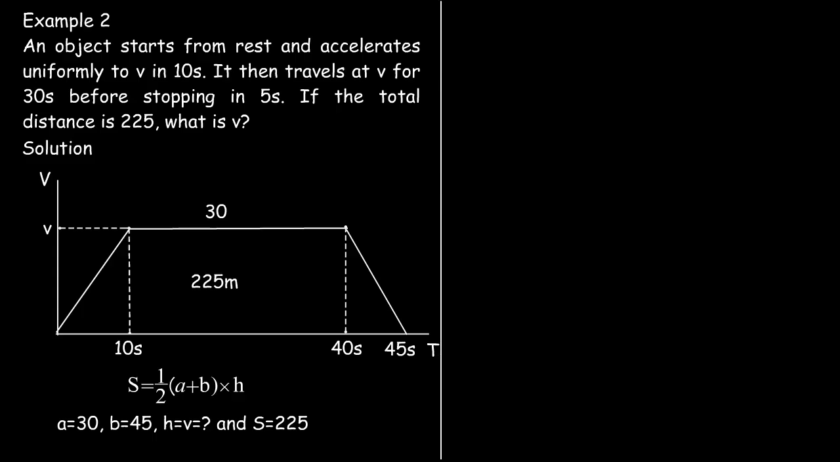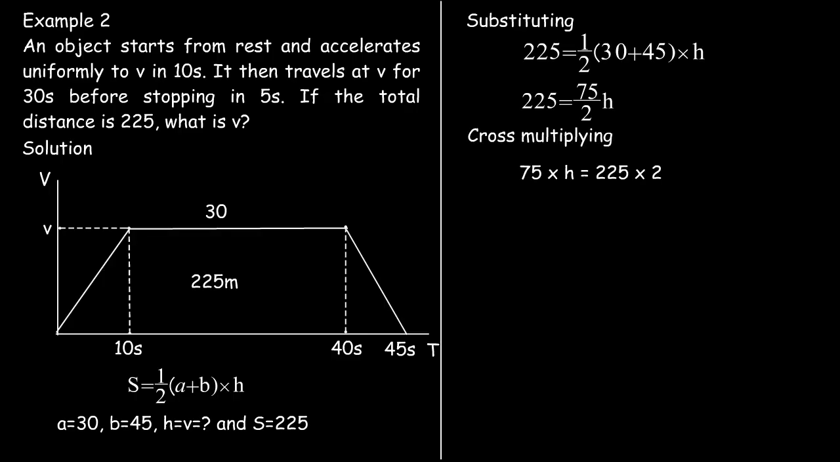Since we are looking for v, substituting this into the equation, 225 will be equal to 1 over 2 in bracket 30 plus 45 times h, which becomes 225 is equal to 75 over 2 h. Cross multiplying, 75 times h should be equal to 225 times 2, which makes 75h equal to 450. Dividing both sides by 75, h should be equal to 6. So our velocity v will also be equal to 6.